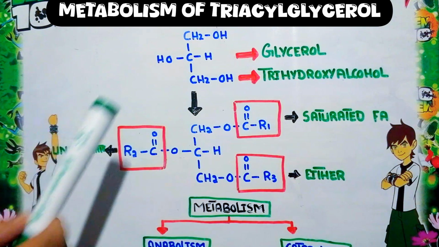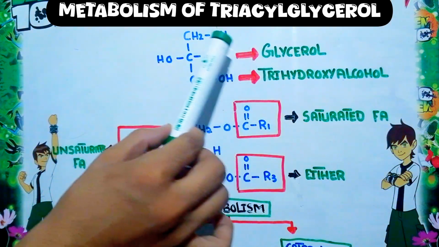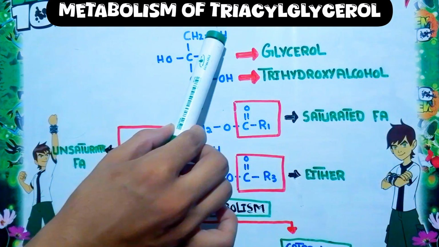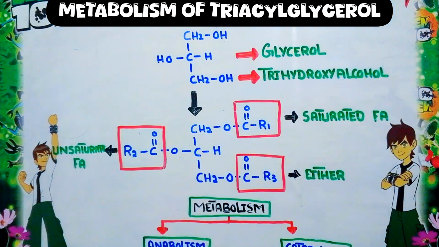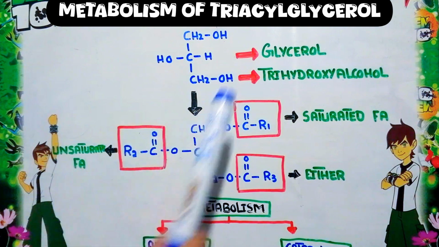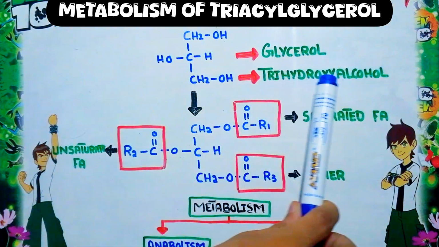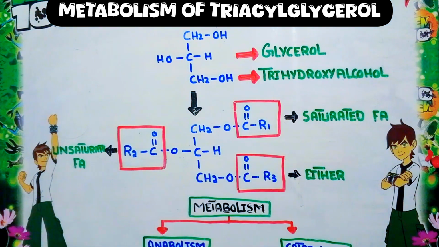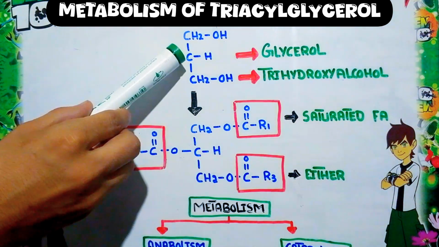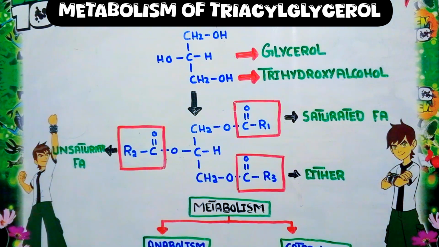This glycerol possesses 3 hydroxyl groups. This is the first, second, and this one is the third hydroxyl group. So it is called a trihydroxy alcohol. Trihydroxy alcohol is the other name used for glycerol. Now when we attach 3 fatty acids to these 3 carbons of glycerol, it converts into triacylglycerol. So this is the first carbon.